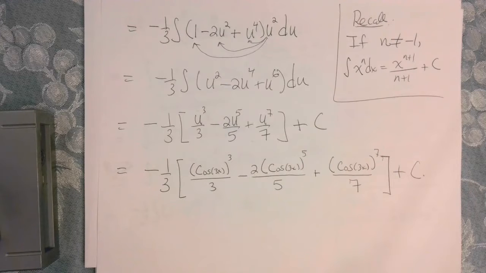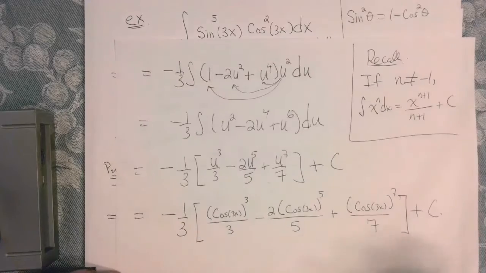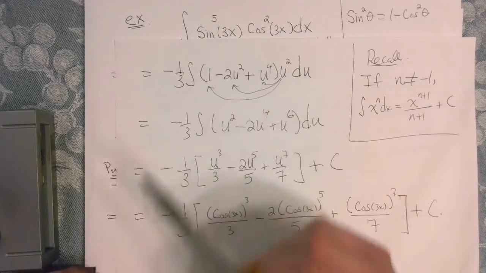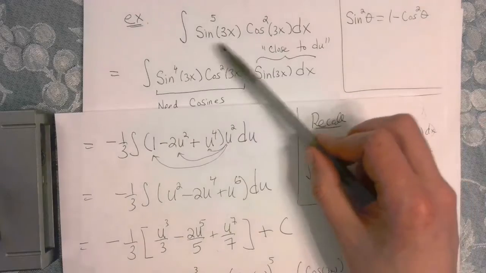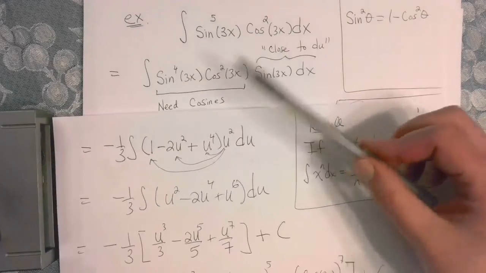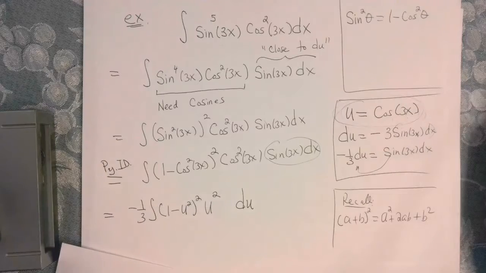Okay, so let's try one where we have purely even powers. So again, the defining feature here is that we had a factor that had an odd power. And again, just to recap, our maneuver was to knock it down by 1. The reason we did that is you could see that set us up for a u sub as long as we involve that Pythagorean identity.